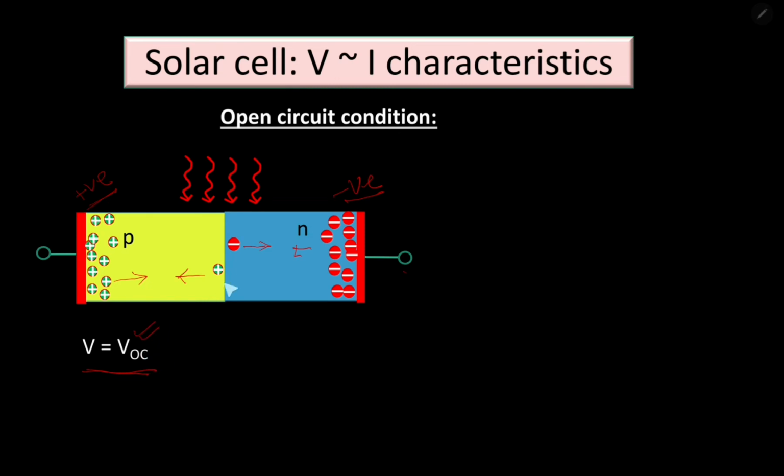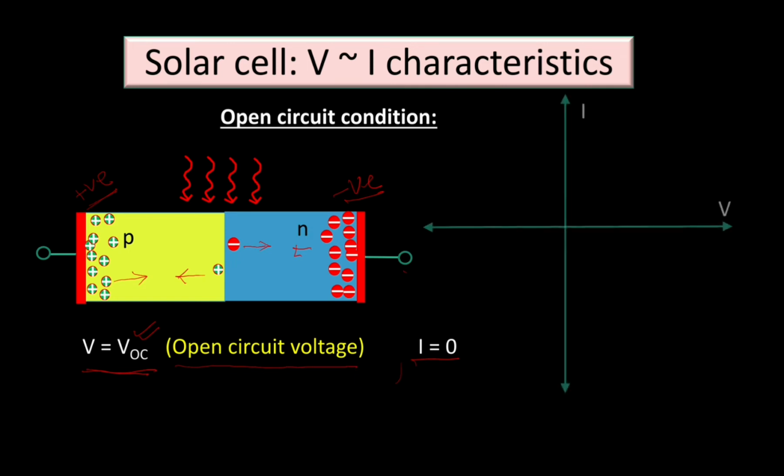At this condition, there is no flow of carriers anymore from one side to the other side, and further it is also not connected to any circuit. So there is no continuous flow of carriers. That means current should be equal to 0. So the current is equal to 0, and this VOC is known as open circuit voltage.